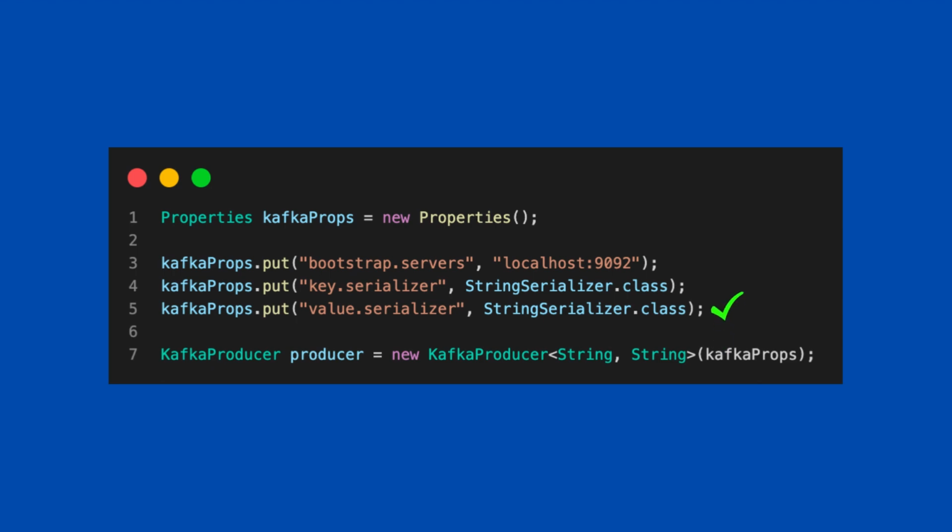Third is the value serializer. As evident, this is the name of a class that will be used to serialize the message value of the records. Basically, this is the same as the key serializer, except it is applicable to the message or the value part of the record. Once the properties object is ready, we use it while instantiating the Kafka producer. The strings within the angle brackets denote the data types for the key and value respectively.